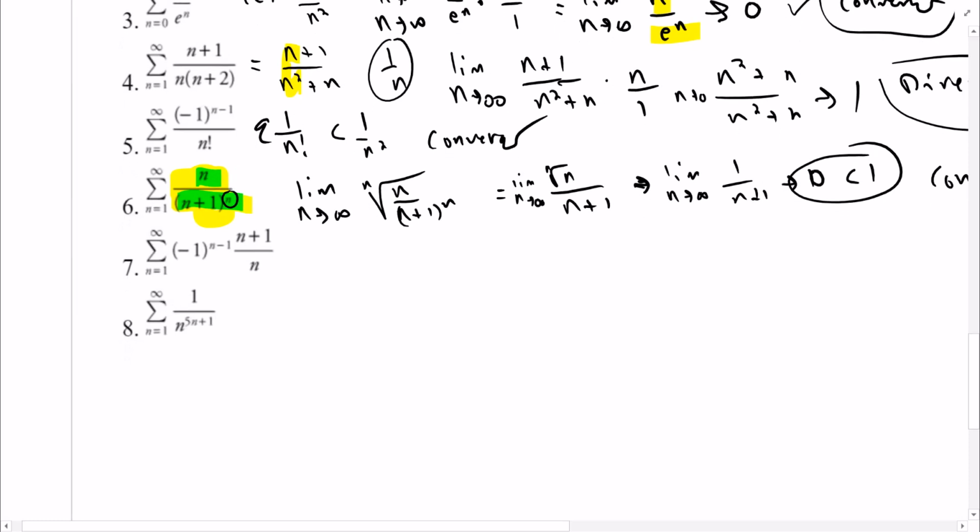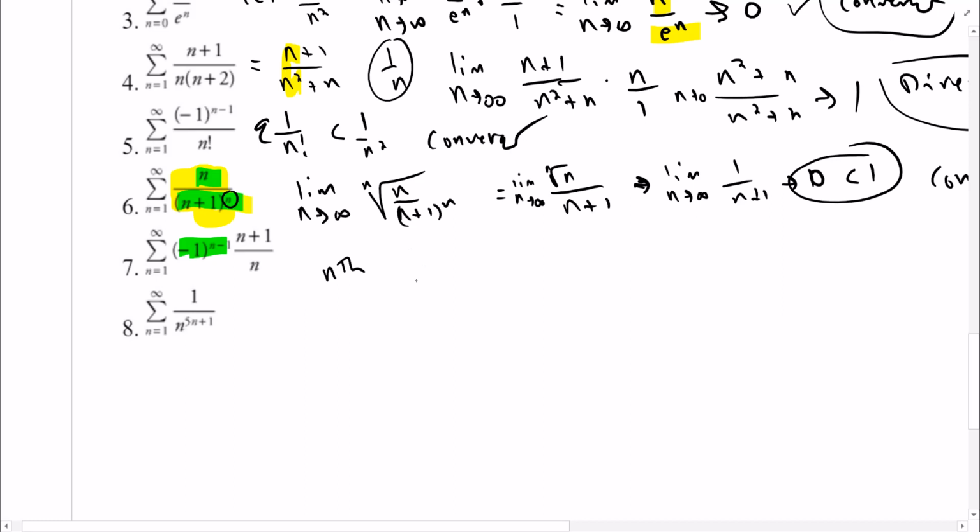For number 7, this is an alternating series, so we could do the alternating series test, but it actually fails because if you take the limit of that, you don't get 0. So we can try some other things. Oh, you know what we can do? We can just do the normal nth term test.